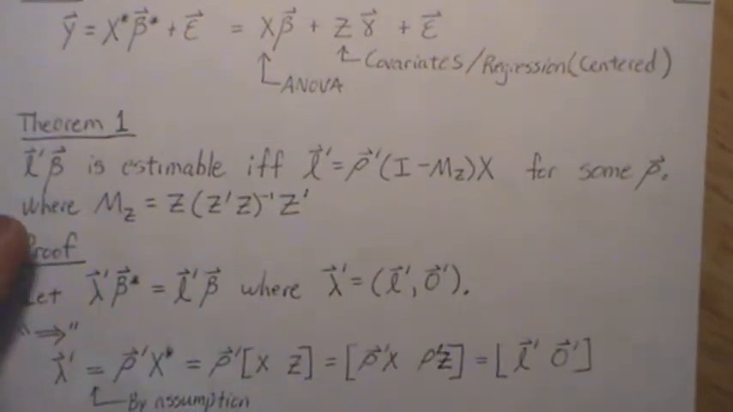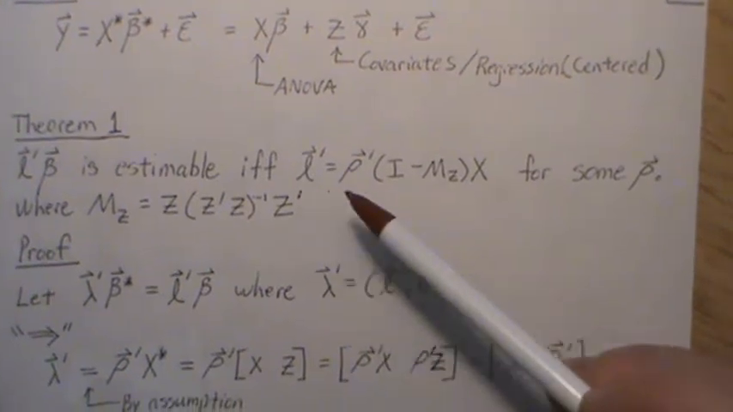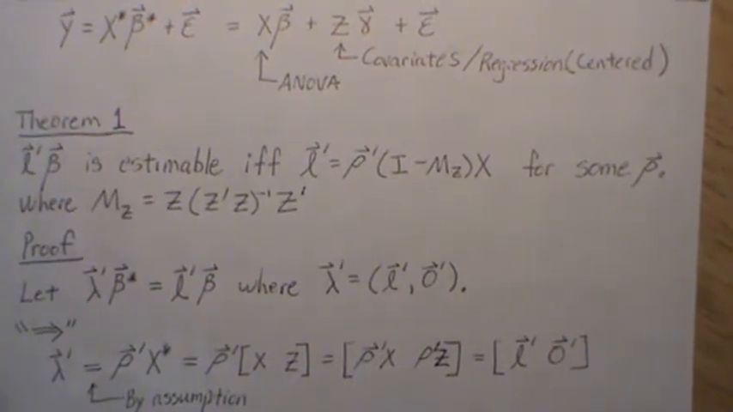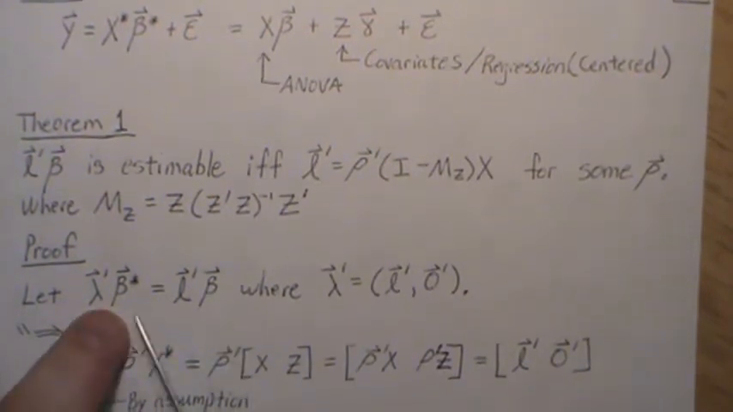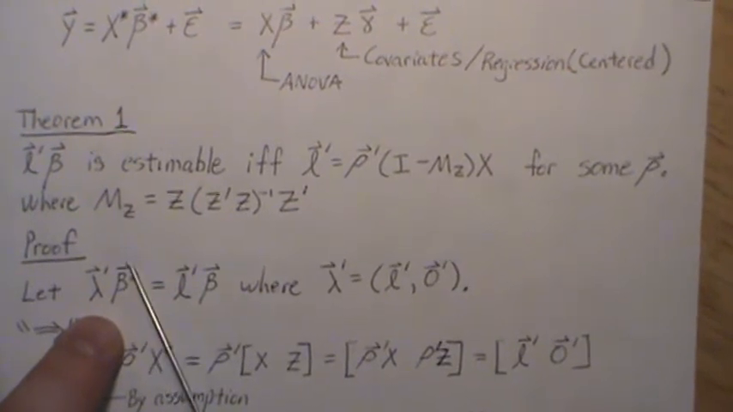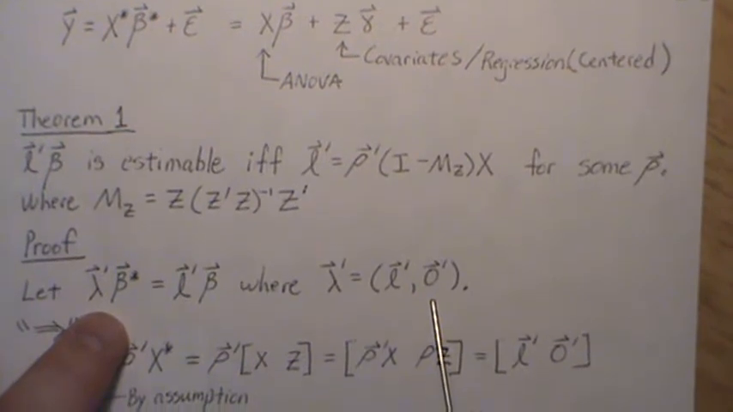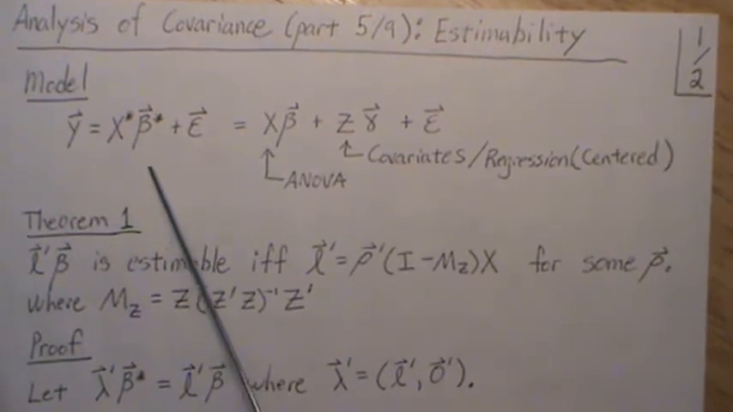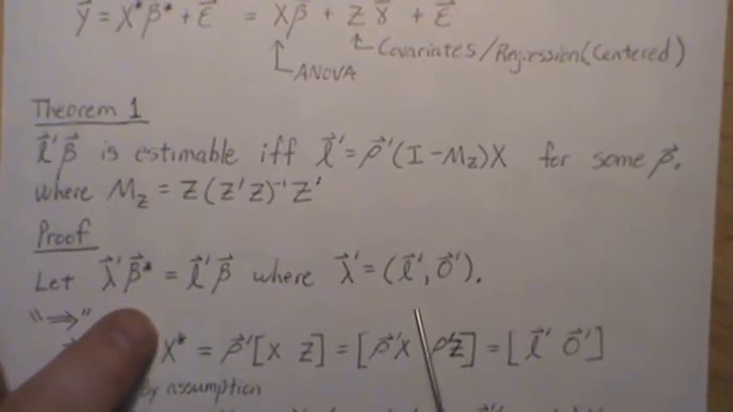First of all, we'll assume that L transpose beta is estimable, and then we'll show that L has to be of this form. And then we'll show if this is true, then it's estimable. So if we look at L transpose beta, it's equal to a linear combination of the bigger set of parameters, but the last piece is 0. If we make the last one 0, then it's a linear combination of the betas. That's what we're saying here.